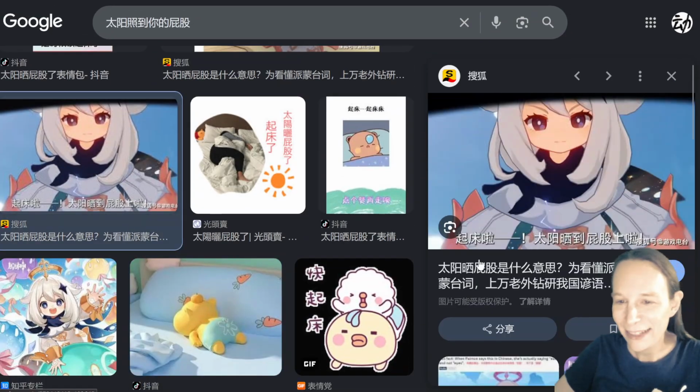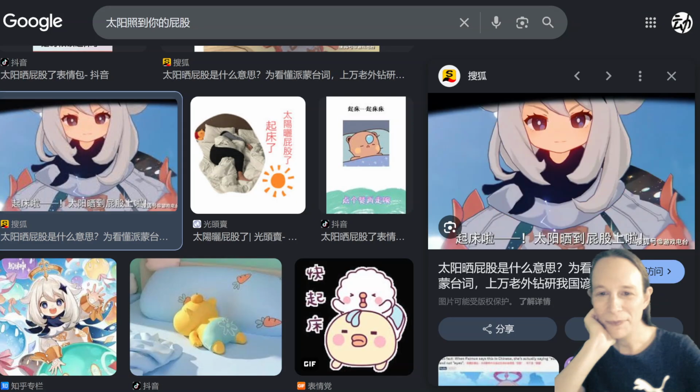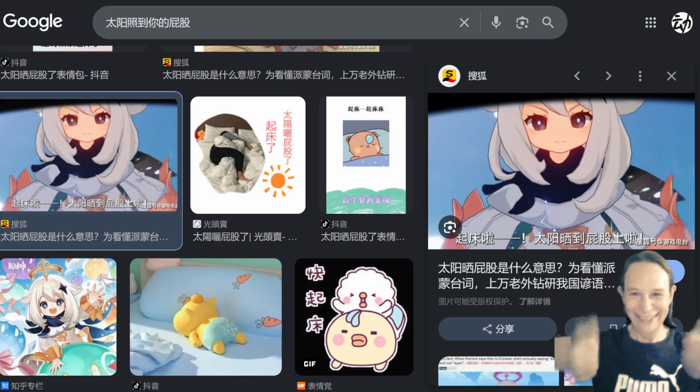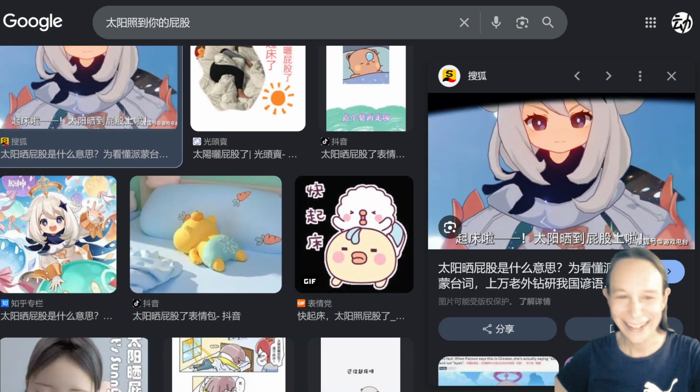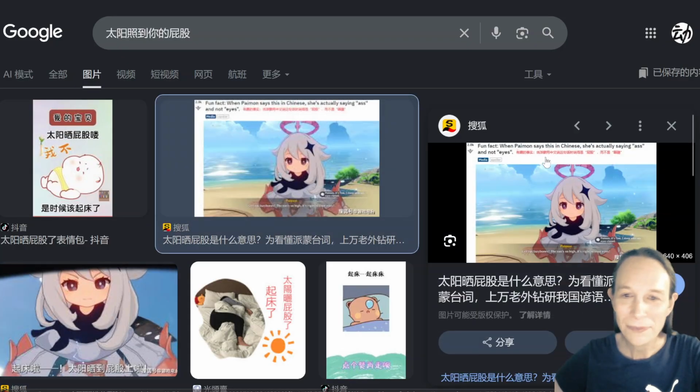So does Paimon say it? 起床吧。哦，太阳晒到屁股上了。Oh wow, I can't believe Paimon says this. Paimon in Genshin Impact is your helper. She kind of explains everything. She's really cute. I really like it when Paimon gets angry. She gets angry and stomps. I don't know how to explain it. It's really cute when Paimon gets angry.